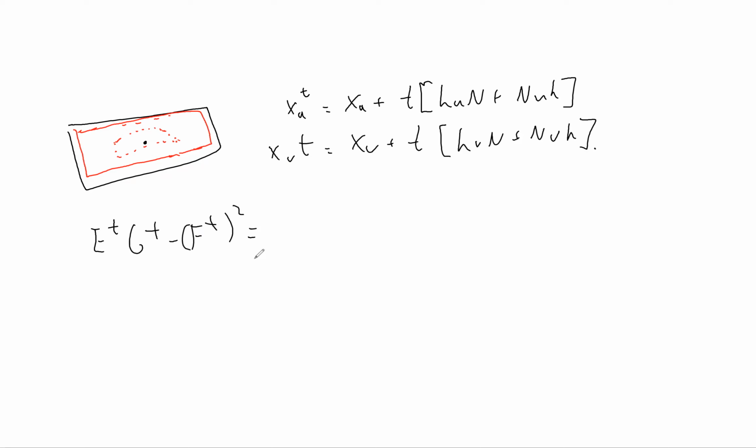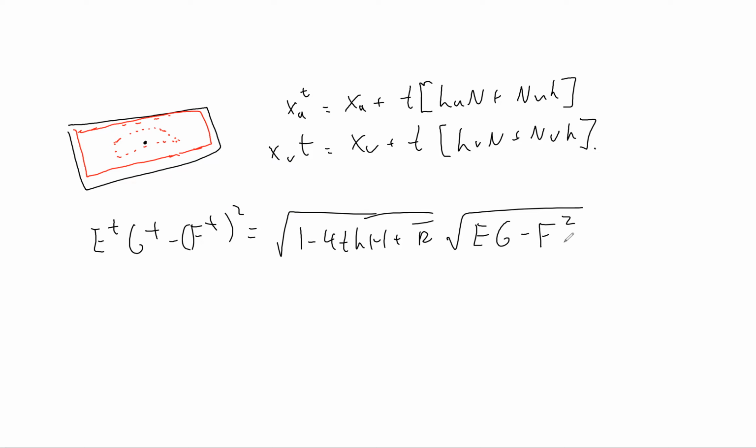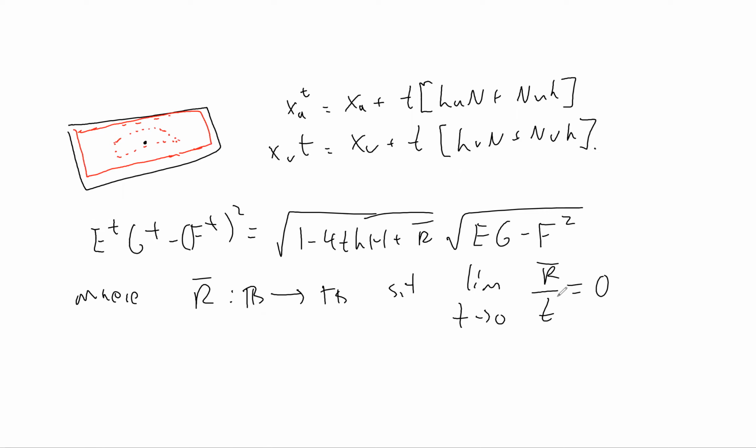And this will end up equaling the square root of 1 minus 4 THH, where H is the mean curvature and little h is the normal variation of x of the region, plus r bar times the square root of EG minus F squared, where r bar is a function from R to R such that the limit as t goes to 0 of r bar over t is equal to 0.